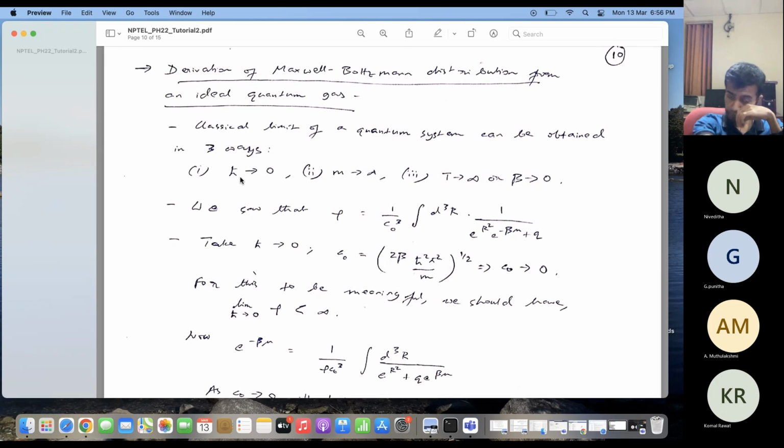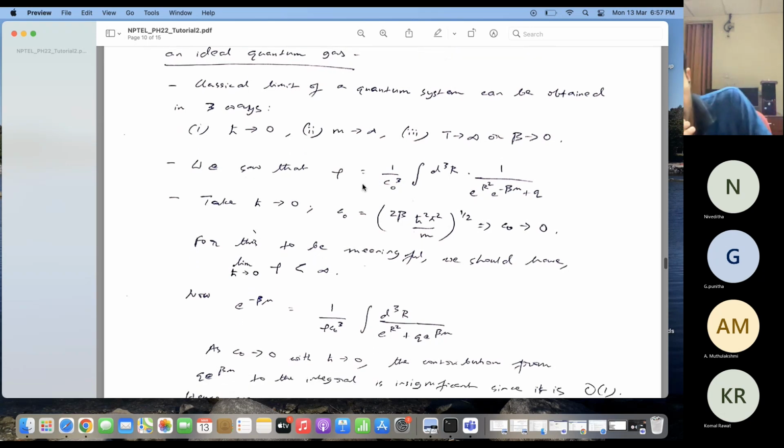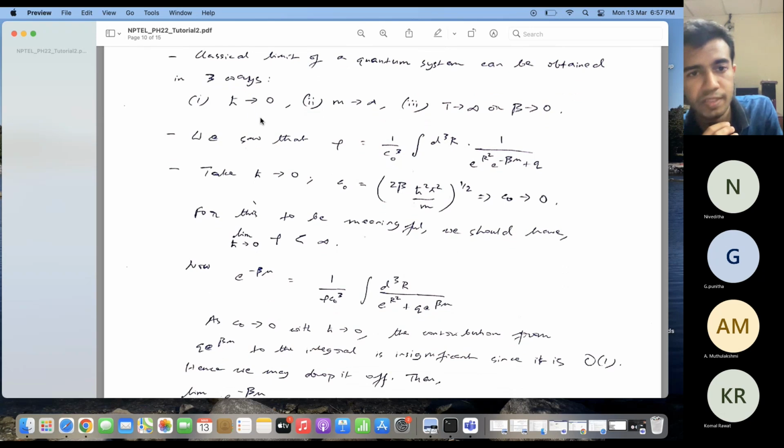One is if I take Planck's constant going to 0. The second is if I take the mass of these particles going to infinity. And the third is if I take the temperature going to infinity or beta going to 0. But these ways of taking the limits have to be sensible. I can't just take the limits randomly and then end up getting a non-physical result, so that won't be a correct way of taking limits over here. Whatever I do over here has to be meaningful. So let us see whether taking limits like h cross going to 0 is meaningful or not.